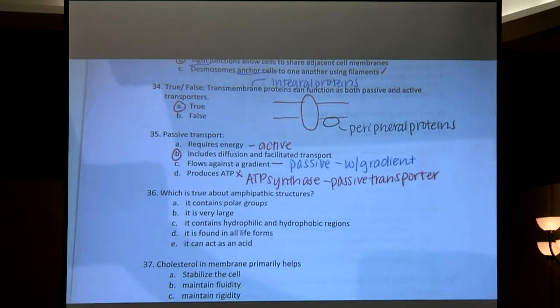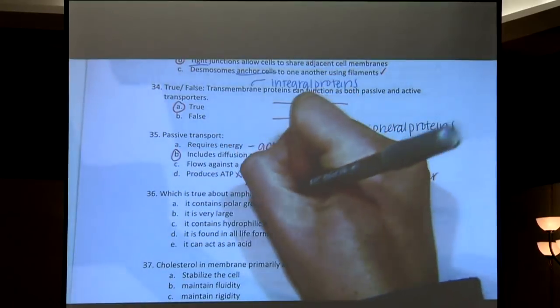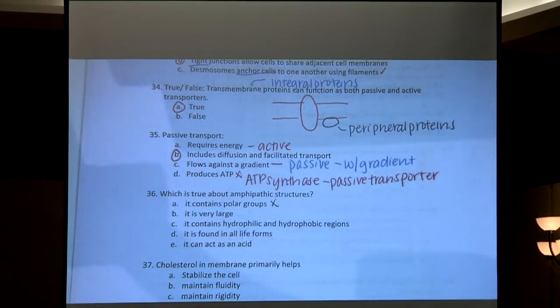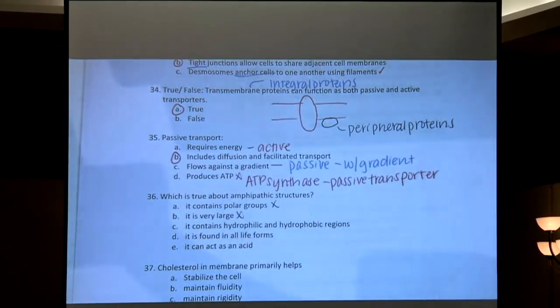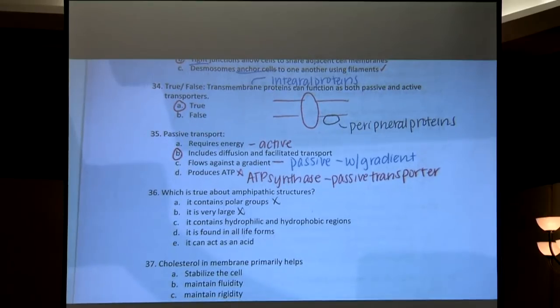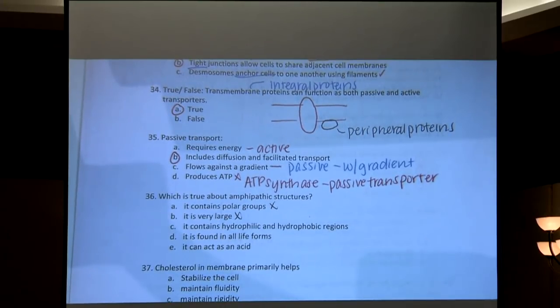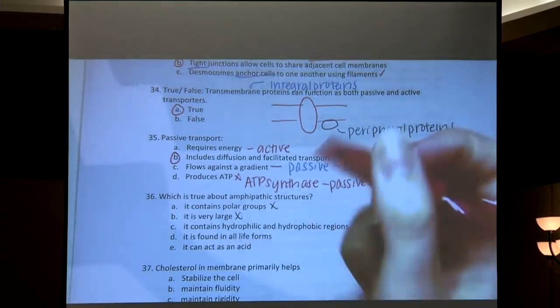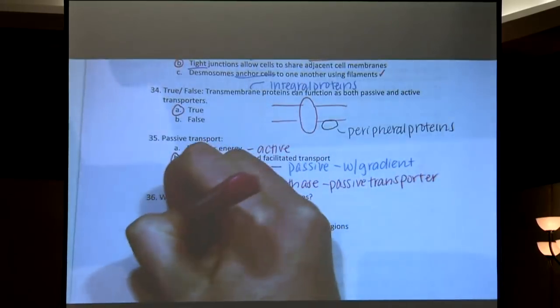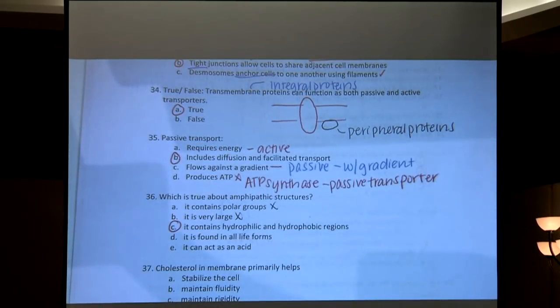All right. Which of the following is true about amphipathic structures? Do amphipathic structures have polar groups? What do we think? They don't have just polar groups. Are they usually very large in structure? Good. They're also not usually very large. We're usually going to see them on a cellular level. Do amphipathic proteins contain hydrophilic and hydrophobic regions? Good. So C, they do contain hydrophilic and hydrophobic regions.